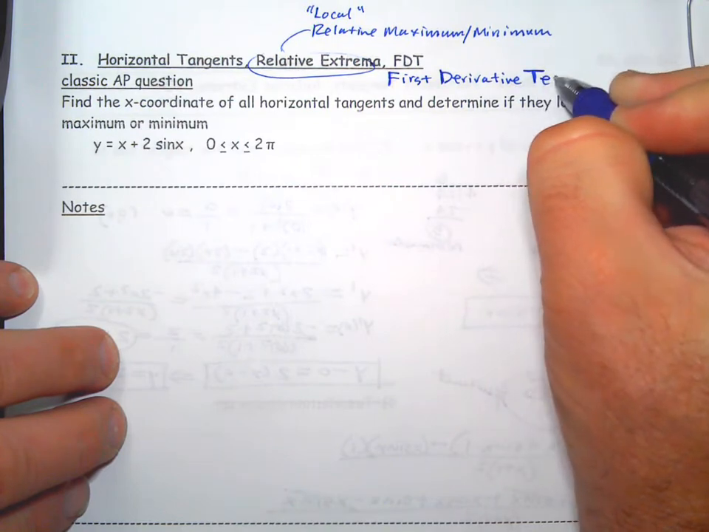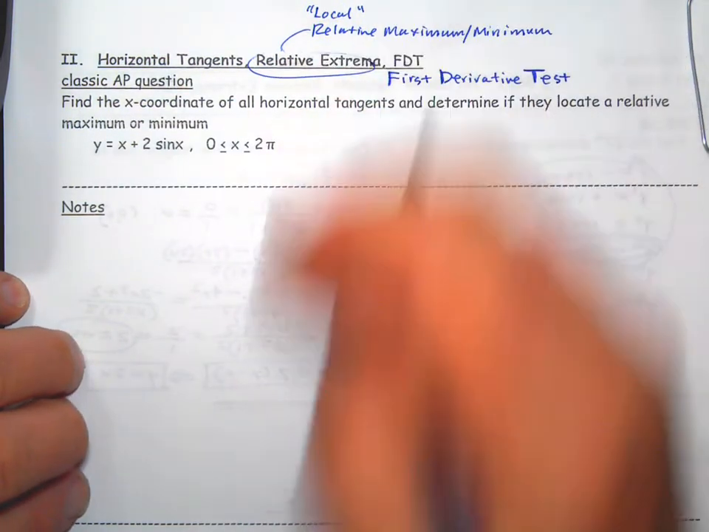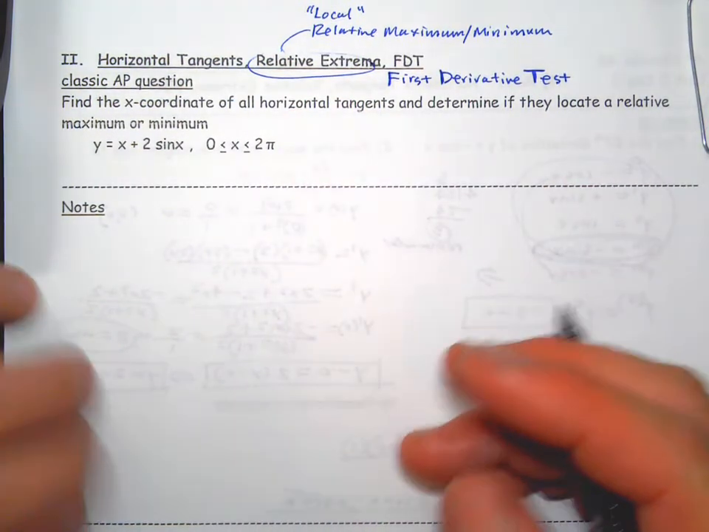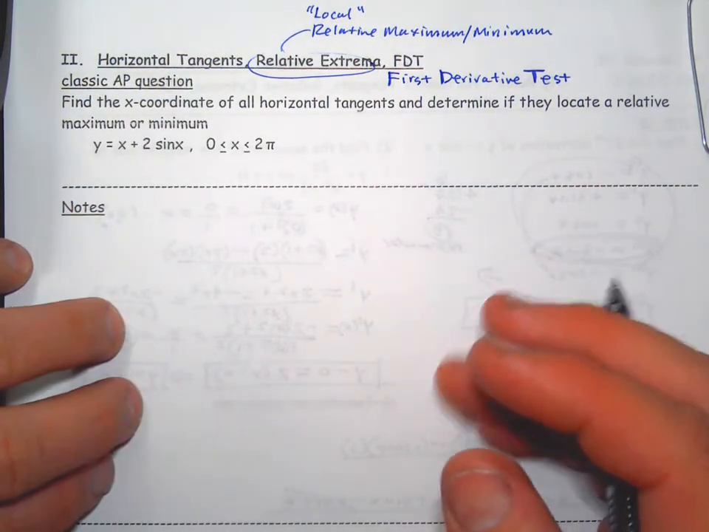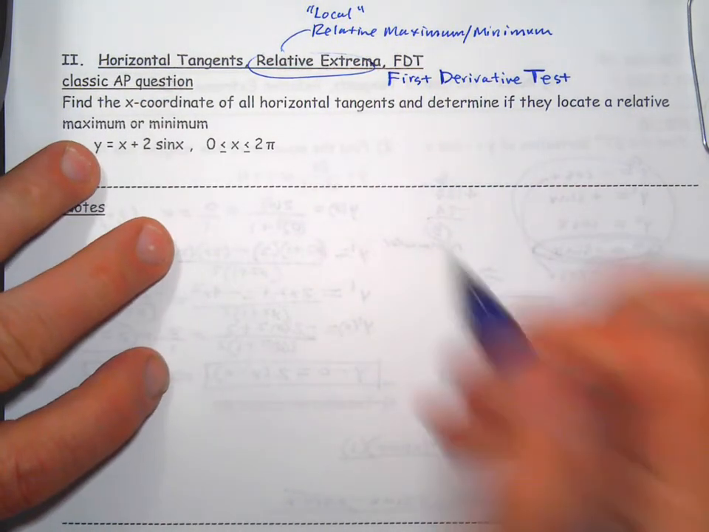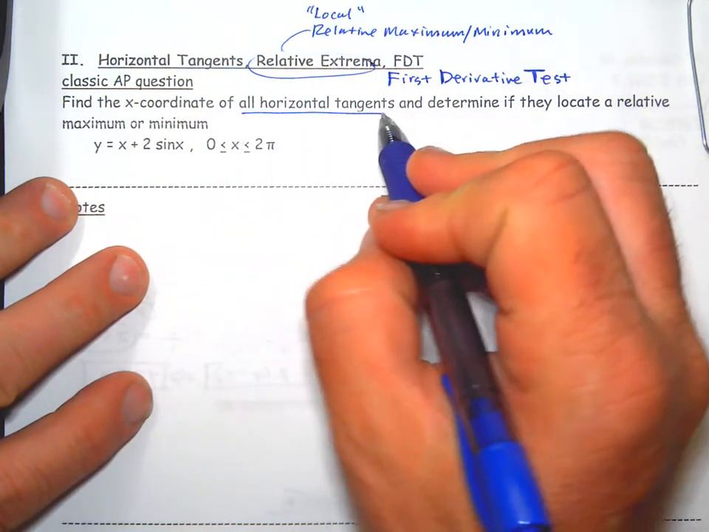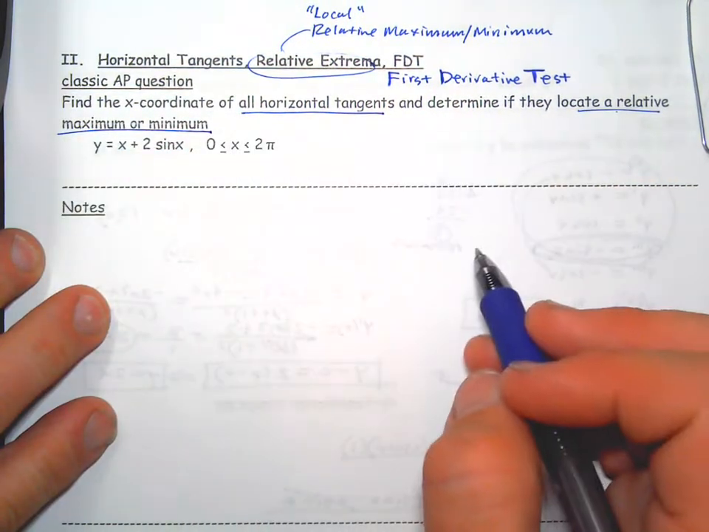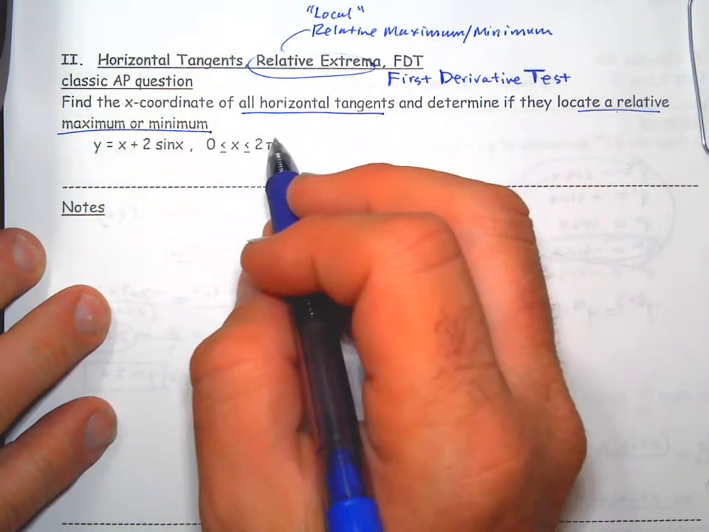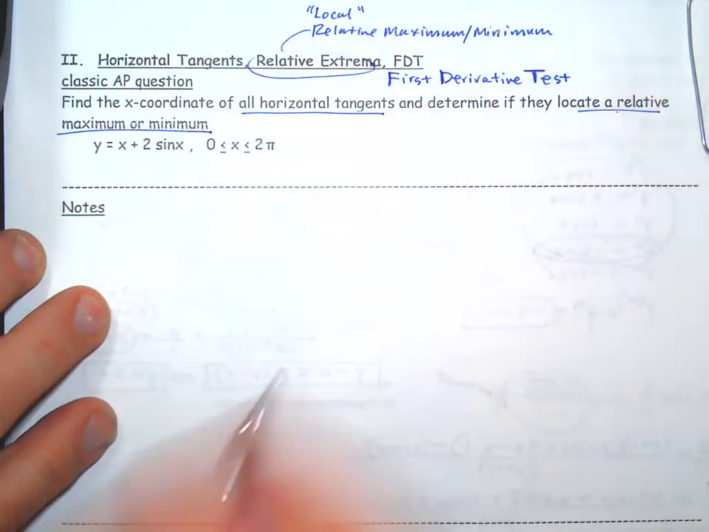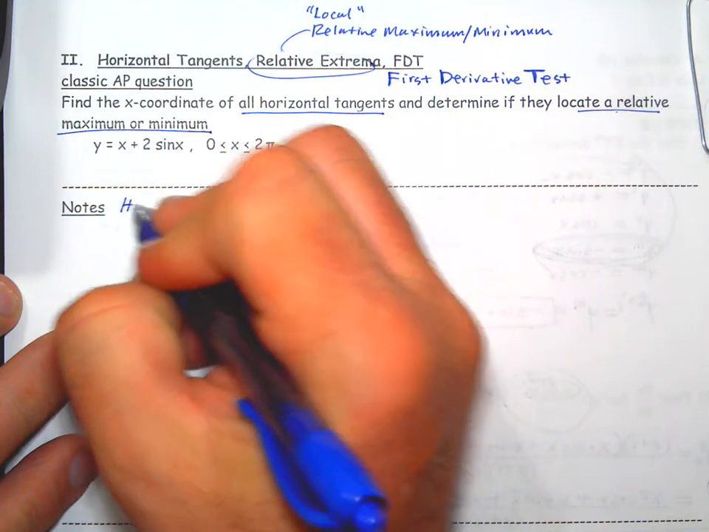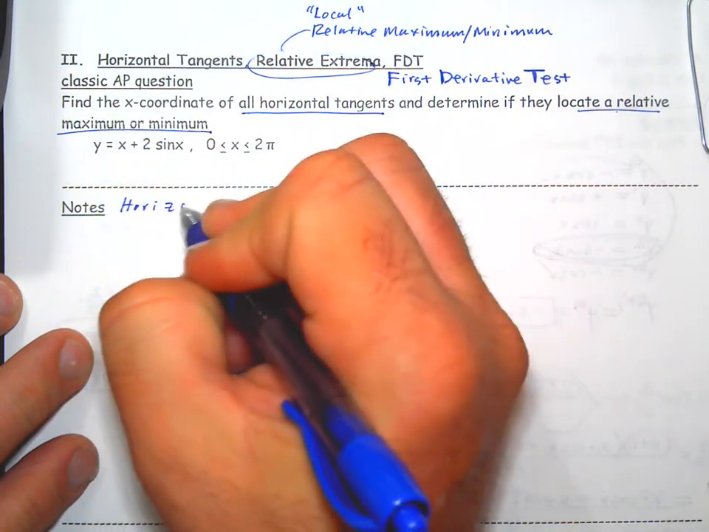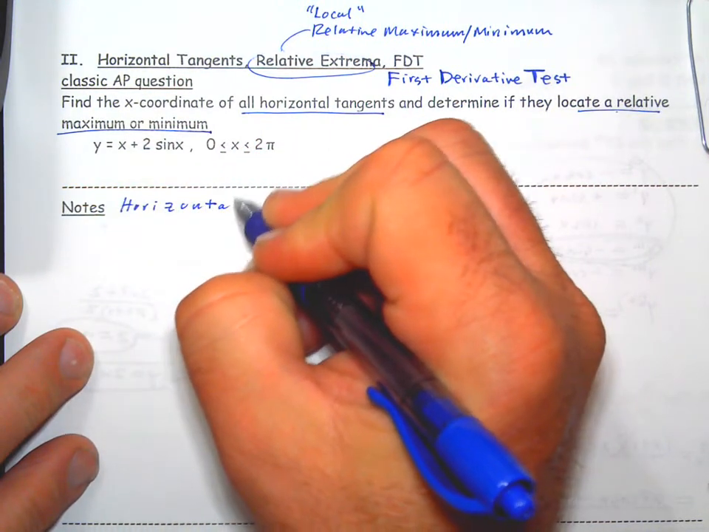So I don't really think you're going to need this stuff in the back for tonight's homework, but this is an introduction to it, and then we're going to take it further in future lessons. Find the x-coordinate of all horizontal tangents and determine if they locate a relative max or a relative min. So here's a function, here's some endpoints. Now, we're going to take a break from that in a second, and let's just talk about this idea a little more generically.